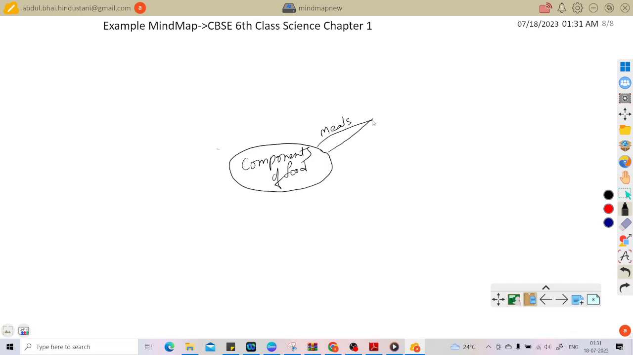Let's first write down all the different topics as branches. Then we have the second topic, which is about the nutrients. So let me write down the nutrients over here. Nutrients, okay. And then we have a topic about the balanced diet.